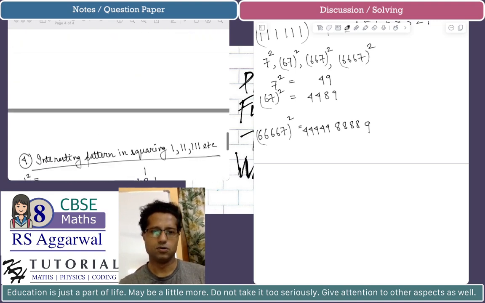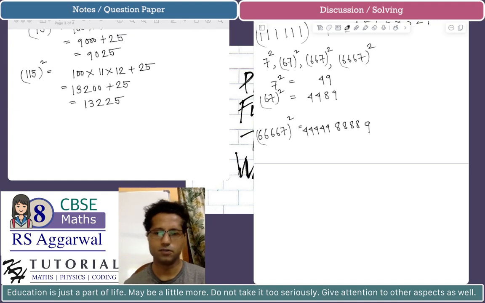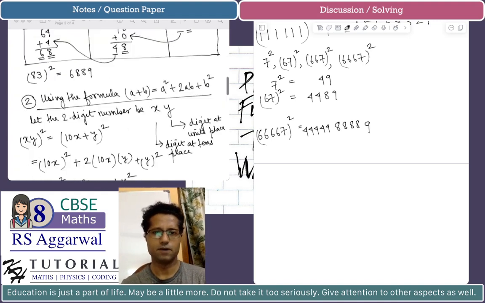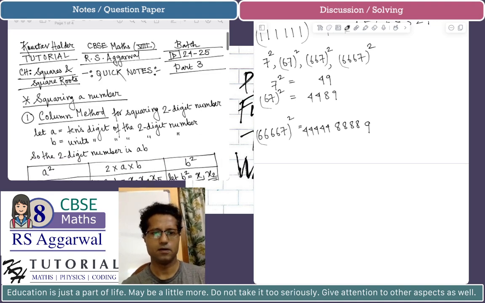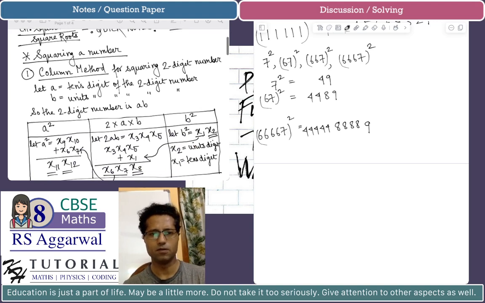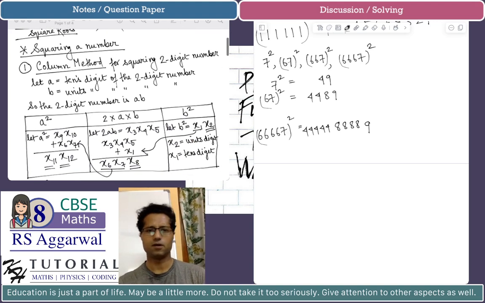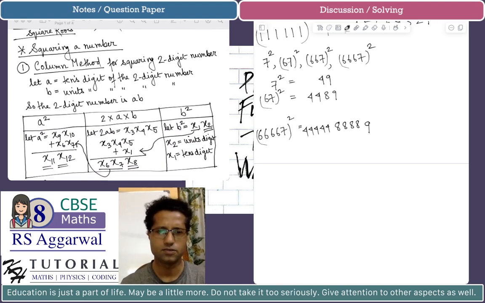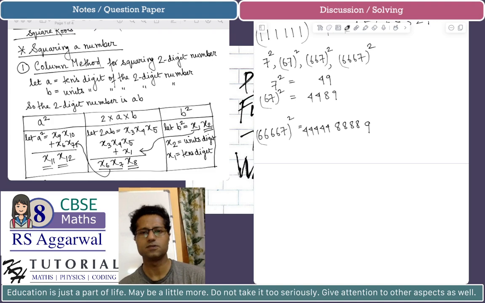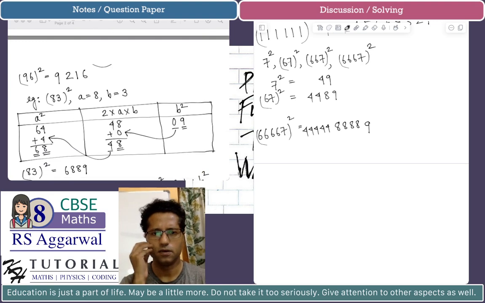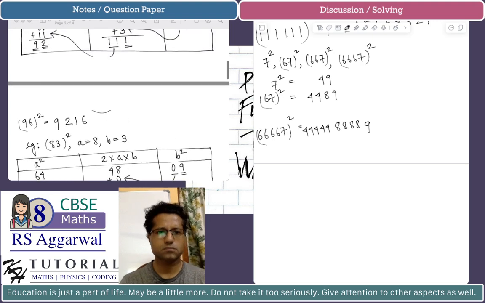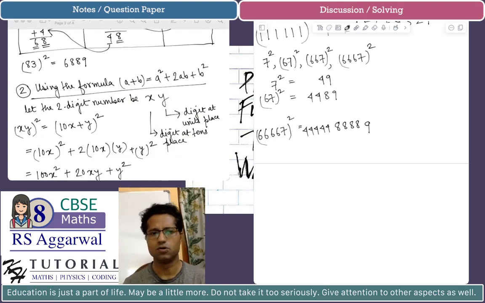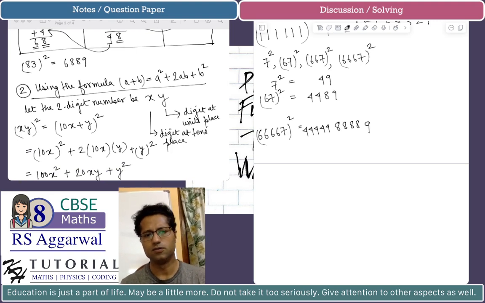Okay. So that was all for this video, where we discussed how to find the square of a number. Mostly we discussed the column method, which works for a 2-digit number. How do we find the square of a 2-digit number using the 3 columns? Then we discussed how to square a two-digit number using the formula a plus b whole square, using the expanded form.